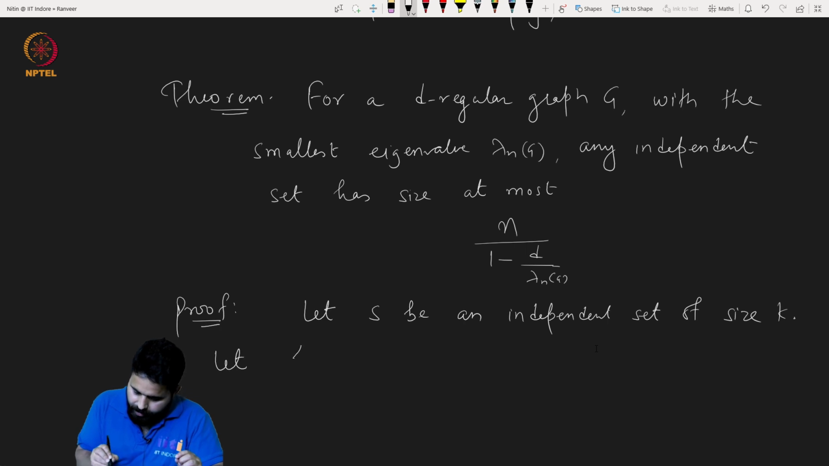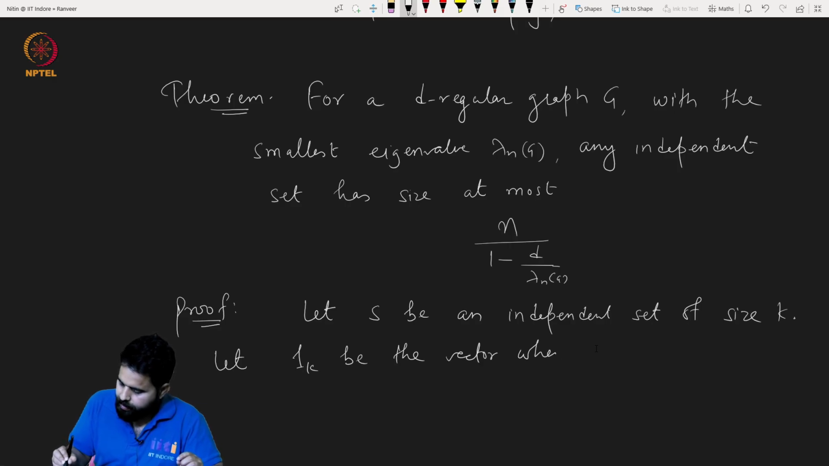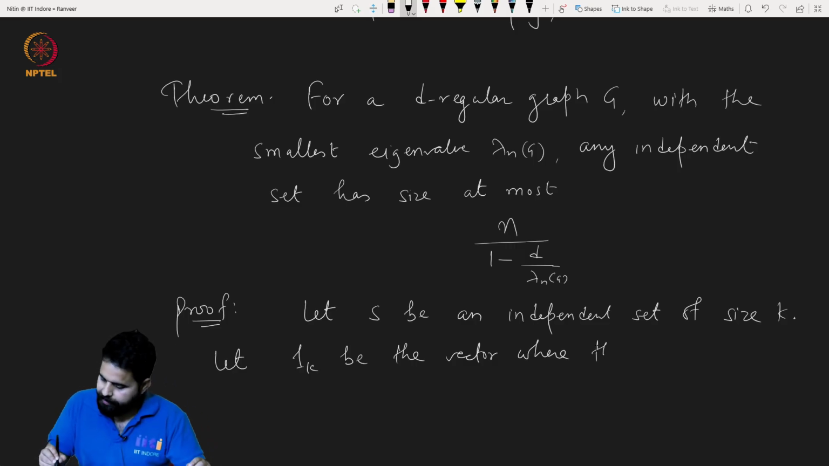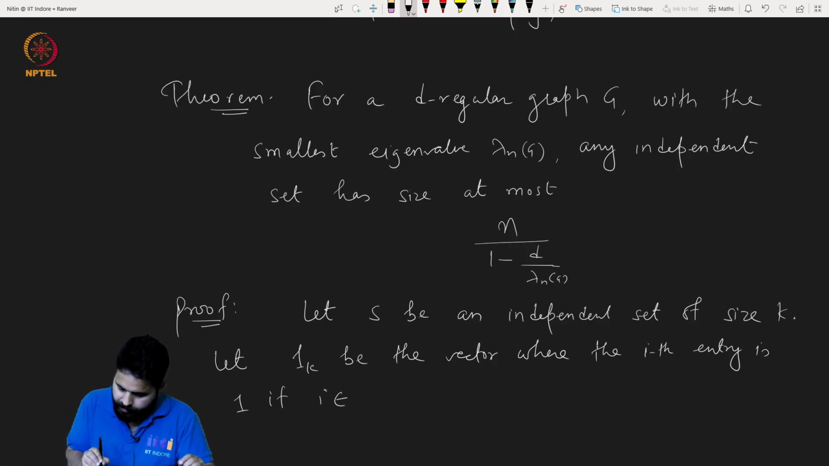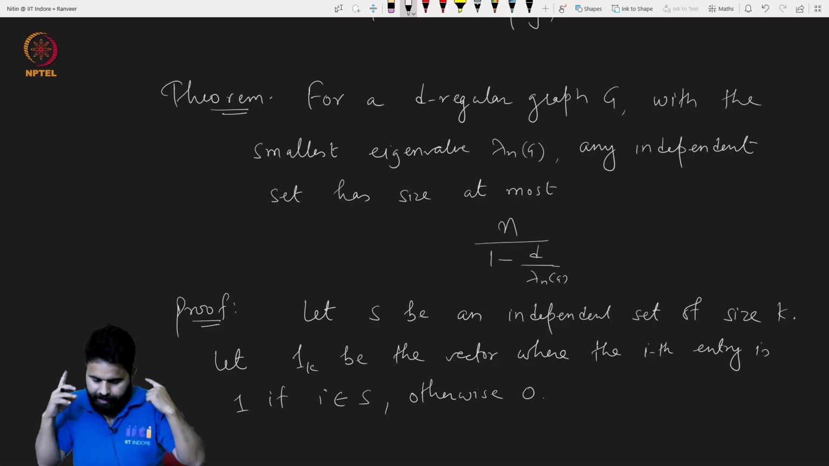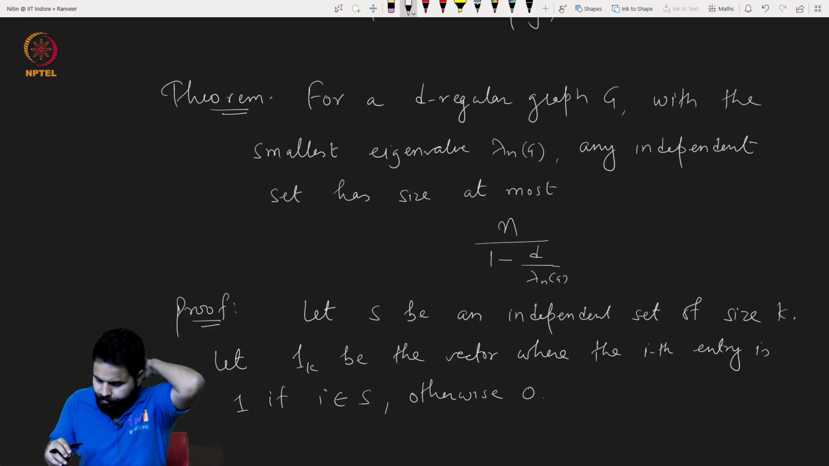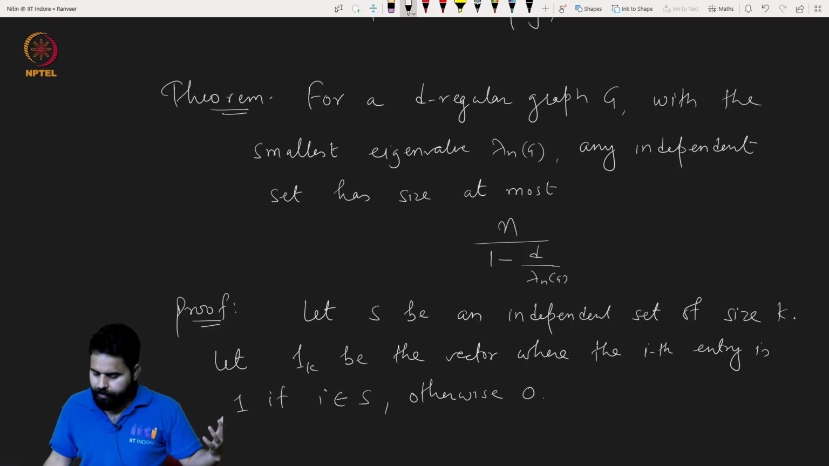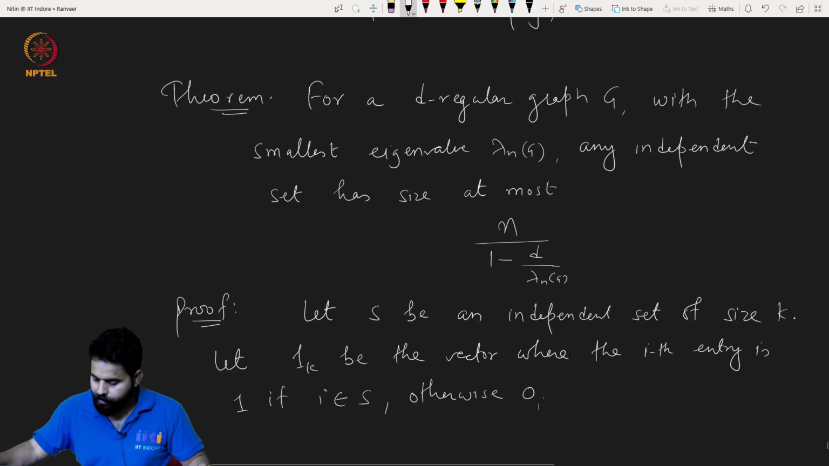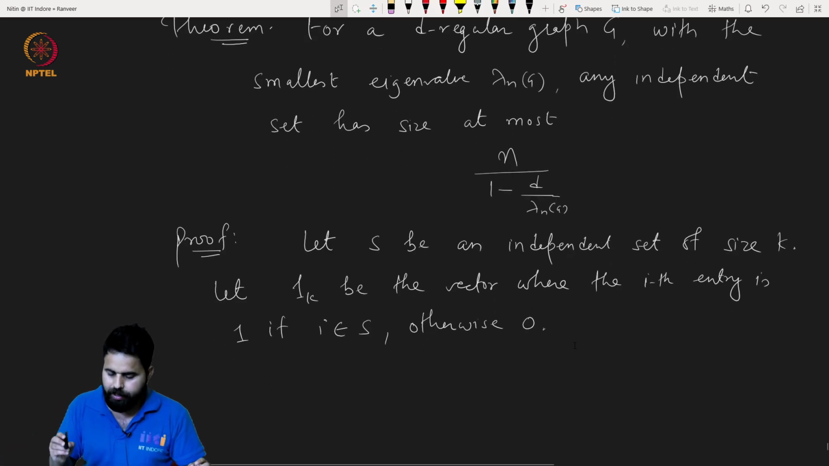I need one notation. Let 1_S be the vector where the ith entry is 1 if i belongs to S, otherwise 0. Basically there will be k ones in 1_S, corresponding to the vertices in S, and for the other vertices it is 0. The size of 1_S is n cross 1. So it's a very easy looking vector.